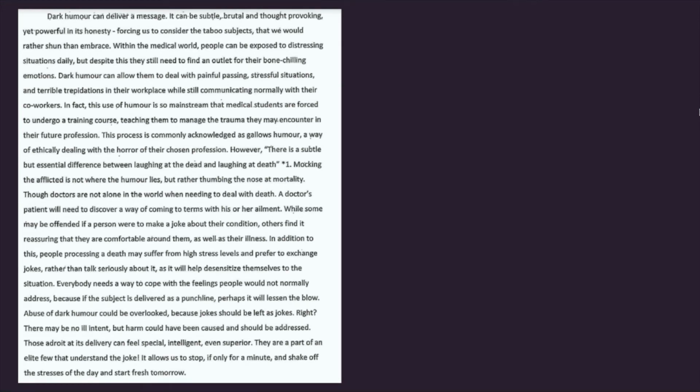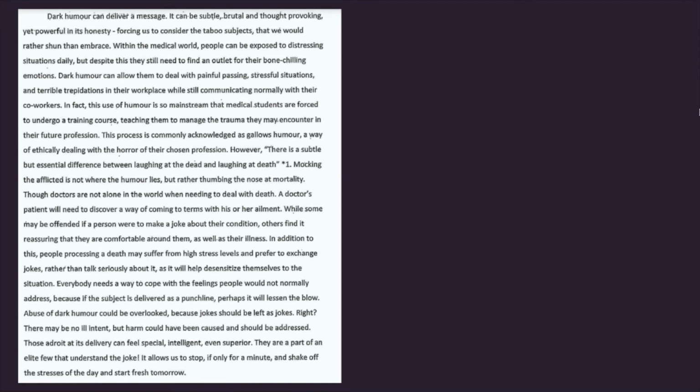Everybody needs a way to cope with the feelings people would not normally address, because if the subject is delivered as a punchline, perhaps it will lessen the blow. Abuse of dark humour could be overlooked because jokes should be left as jokes, right? There may be no ill intent, but harm could have been caused and should be addressed. Those adroit at its delivery can feel special, intelligent, even superior. They are part of an elite few that understand the joke. It allows us to stop, if only for a minute, and shake off the stresses of the day and start fresh tomorrow.